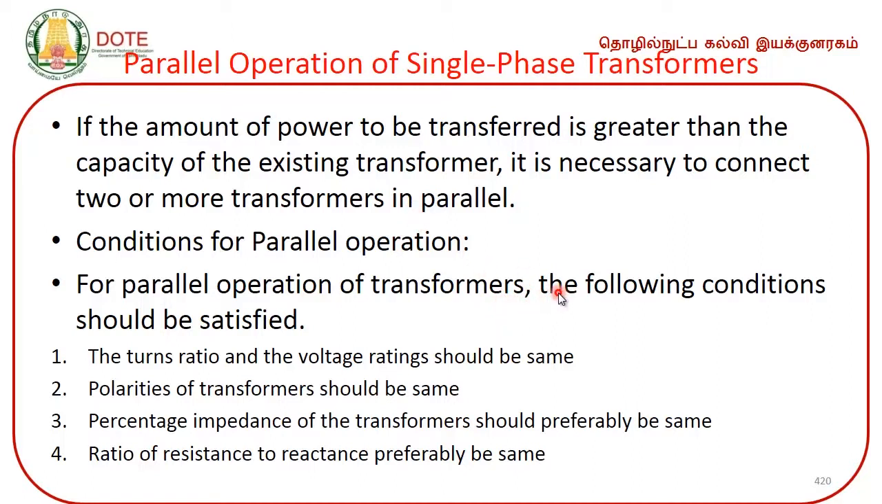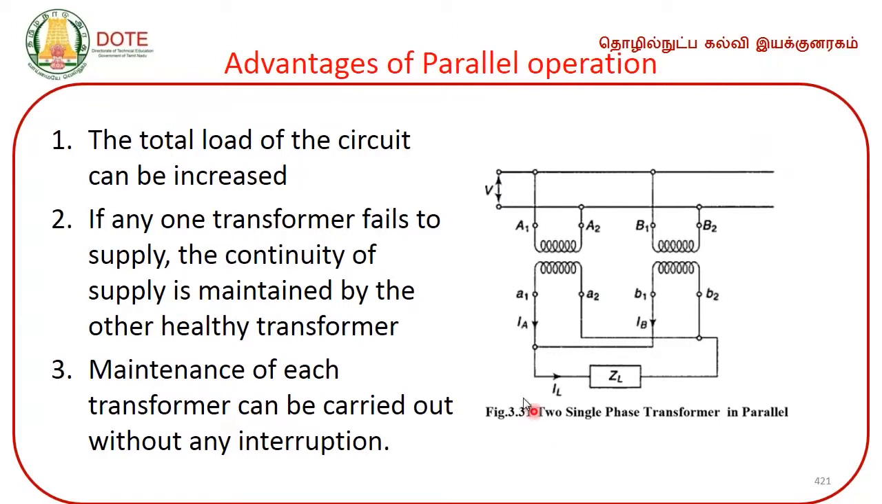For parallel operation of transformers, certain conditions have to be met. What are those conditions? These are the conditions. Number 1, the turns ratio and the voltage ratings of the transformers to be connected in parallel should be same. Number 2, the polarities of transformers should be same. Number 3, percentage impedance of the transformers should preferably be same. Number 4, ratio of resistance to reactance should be same.